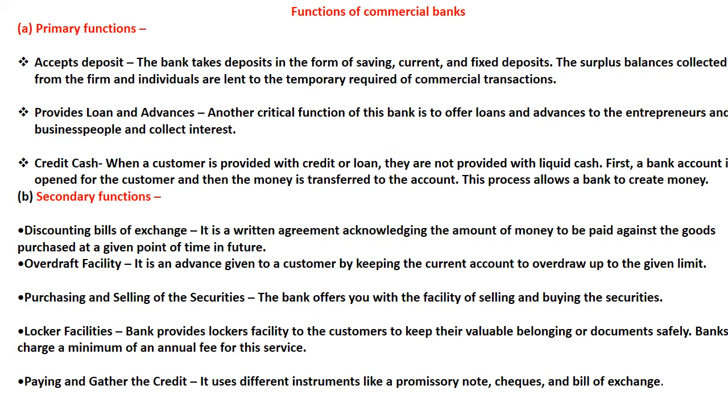Now what are the functions of a commercial bank? They have primary functions, secondary functions, and general utility services. Primary functions mean it accepts deposits, then provides loans and advances, and credit cash. When a customer is provided with a credit or loan, they are not provided with liquid cash. First a bank account is opened for the customer, then money is transferred to that account. This process allows the bank to create money. So these are the primary functions. Now secondary functions: discounting bills of exchange, overdraft facility, purchasing and selling of securities, locker facilities, and paying and gathering credit.